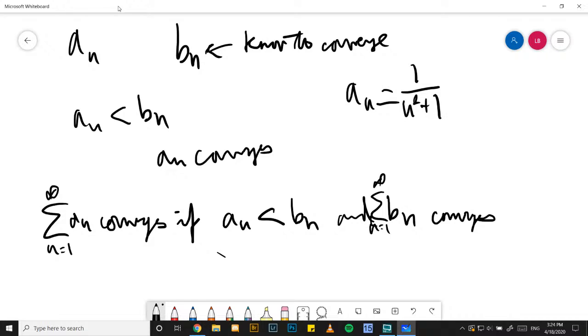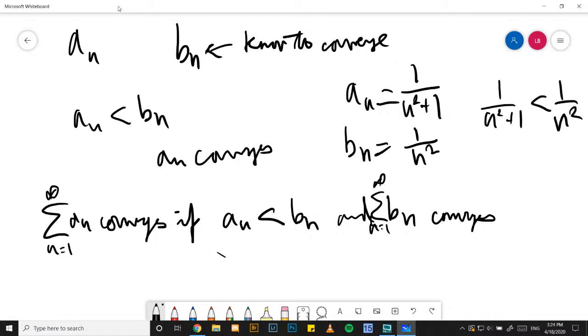One way you could check is that you could look at bn, which is equal to 1 over n squared, and you know that 1 over n squared plus 1 is less than 1 over n squared for all positive values of n, because when you have a plus 1 in the denominator, it's going to be slightly smaller than the 1 over n squared. And since you know that 1 over n squared definitely does converge, then you can say that this one also converges, since it's smaller than that one.